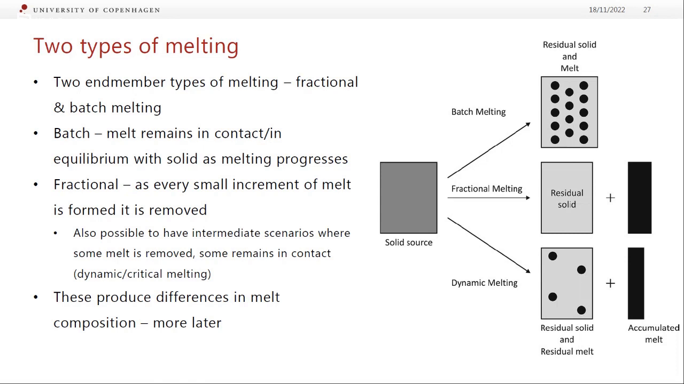There's two types of melting. These are like end members. Generally neither of them happen in reality. Most things are going to be some mix between them. But we'll talk about it a lot in this course, and those are fractional and batch melting.